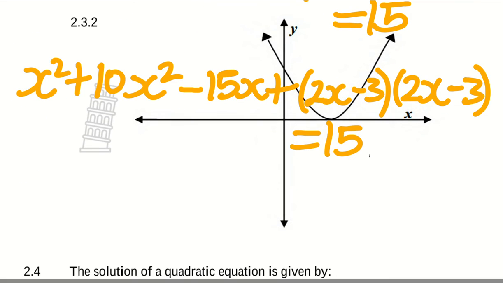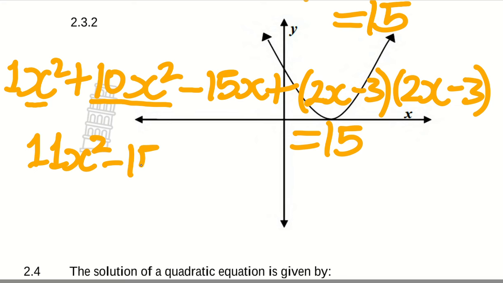Okay, then the brackets, we're going to need to multiply them out. So x squared plus 10x squared, we can start by adding these because they are like terms. The first x squared, the coefficient is 1. So I'm going to say 1 plus 10, then it's going to give me 11x squared, right? Then minus 15x. Now we have to multiply out the two brackets.